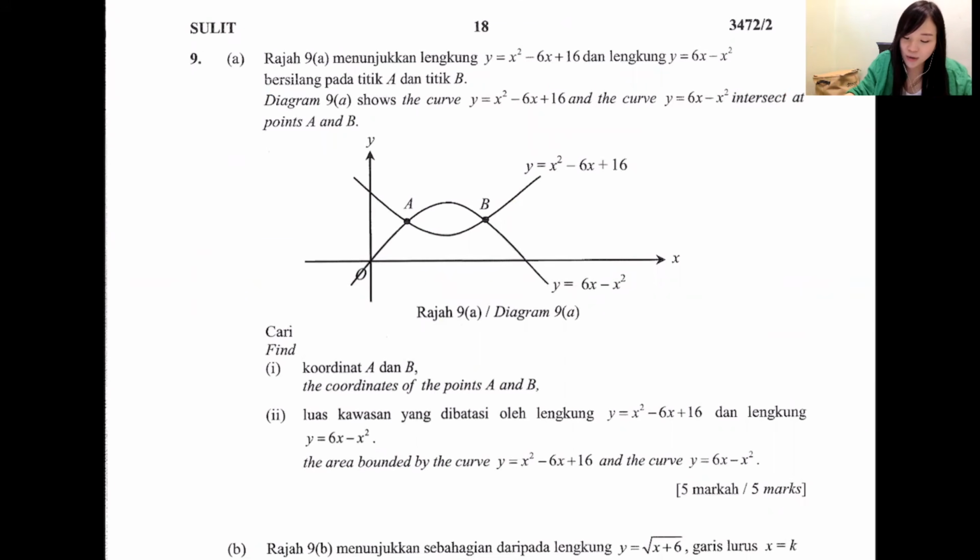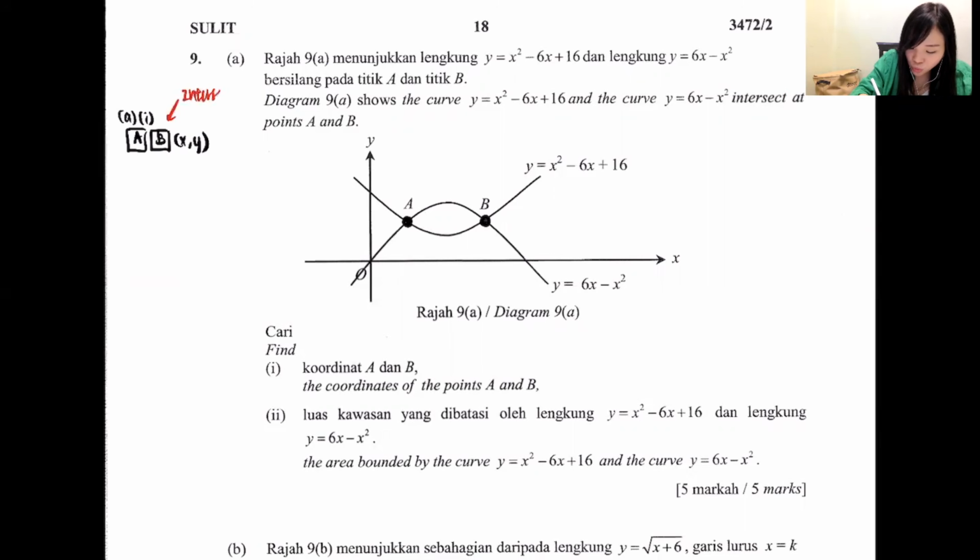So question 9, what do they say? Diagram 9a shows the curve y equals x squared minus 6x plus 16. Yep, I can see that. And another curve called y equals 6x minus x squared. These two curves, they say, intersect at point A and point B. So both of them touch each other. What do we call that? Intersection point. Isn't it the same as the previous one just now, correct? So guys, in part A1, they want to find coordinate A and coordinate B. So the coordinate answer will be x, y. So just now they purposely mentioned the A and B is what?